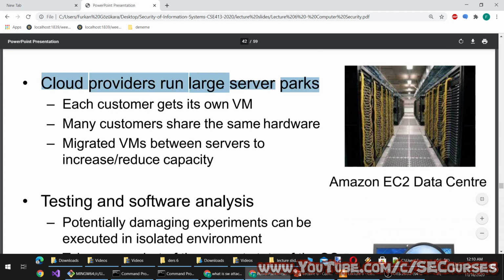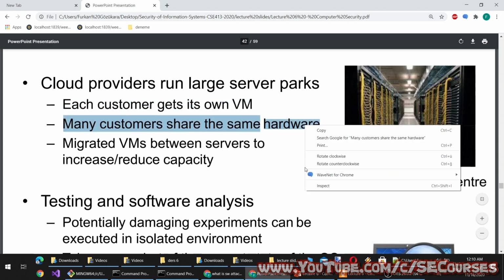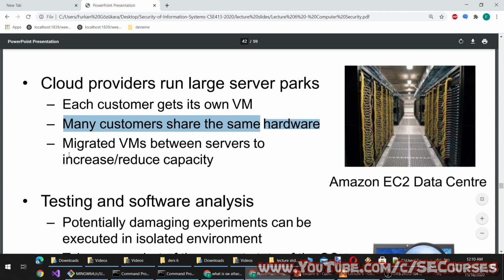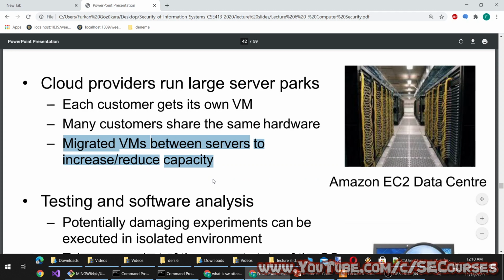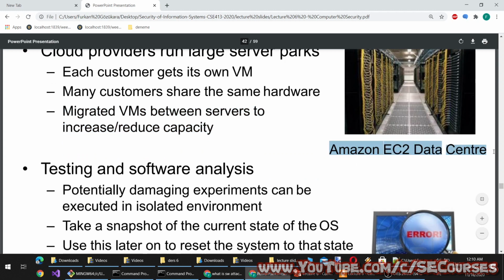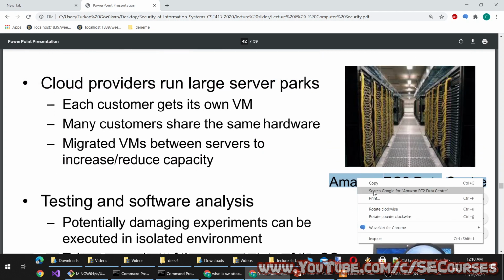Hypervisor examples of use. Cloud providers run large server parks. Each customer gets its own VM. Many customers share the same hardware. VMs are migrated between servers to reduce capacity. Amazon EC2 Data Center.